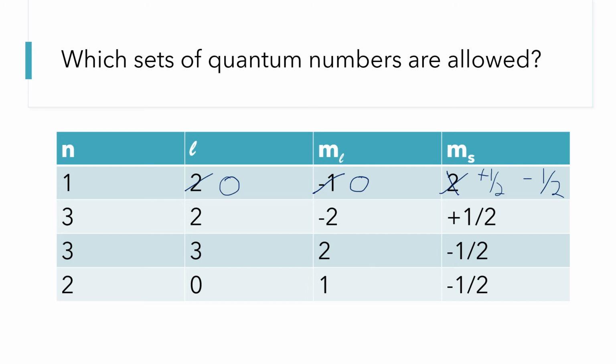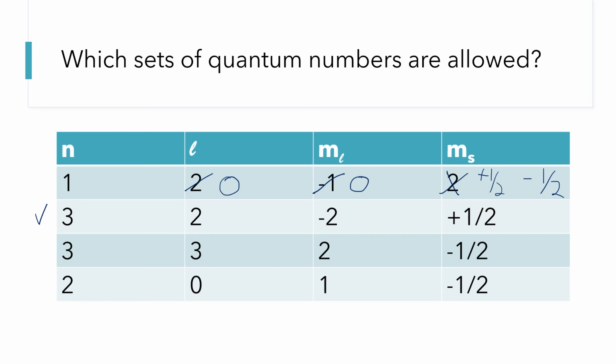For the second set of quantum numbers, n is 3 and L is 2. So that looks okay because the biggest that L could be is n-1, which is 2. It would also be allowed if L was either a 1 or a 0, but we've got 2 and that's good. M sub L runs from negative L through positive L, so if L is 2, m sub L could be -2, -1, 0, +1, or +2. So -2 is just fine. And then m sub S needs to be either plus 1/2 or minus 1/2, so that one's good. So it looks like the second set is an allowed set of quantum numbers.